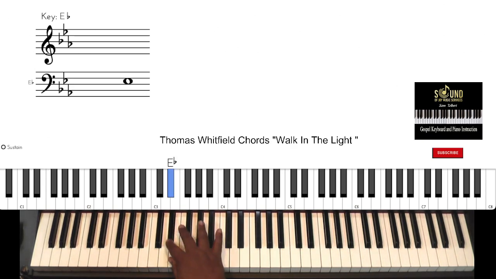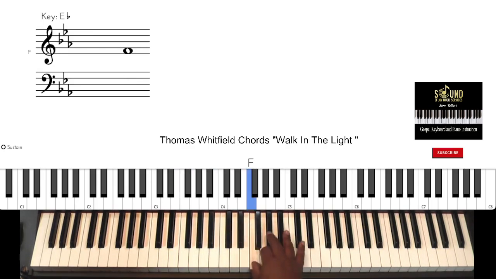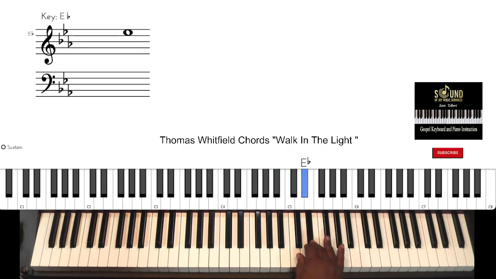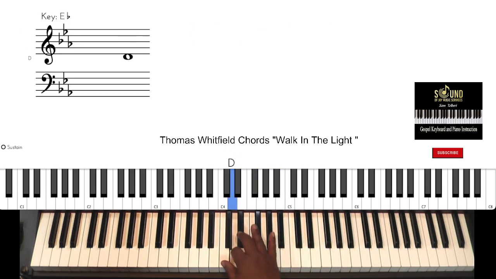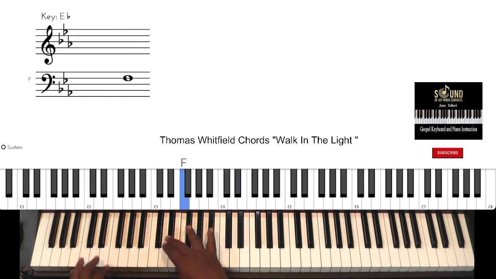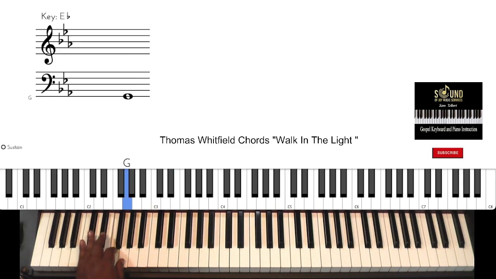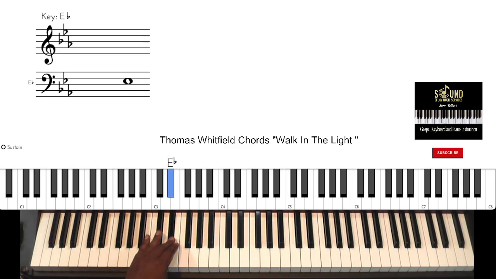We're going to give you some more classic chords from the Thomas Whitfield song Walk in the Light in the key of E flat. Let's work on our scales. Once again, we're going to find our chords from within the scales. Left hand. Go up just one octave right now.